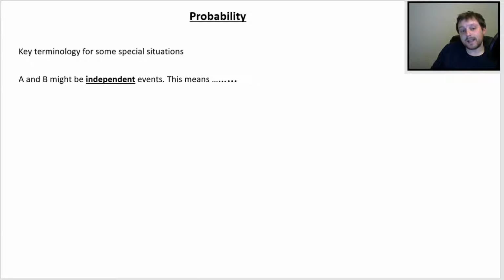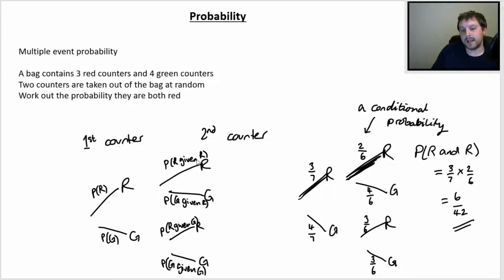Okay, the last special situation is if A and B are independent events. But in order to discuss what that means, and I'm sure you can probably remember what it means from GCSE, I do need to talk a little bit about what we were doing before, which was this probability tree stuff and these conditional probabilities.